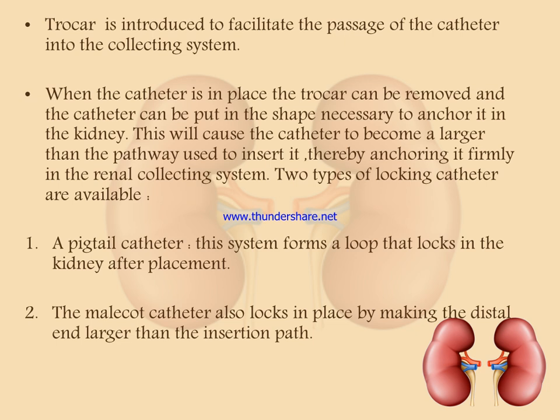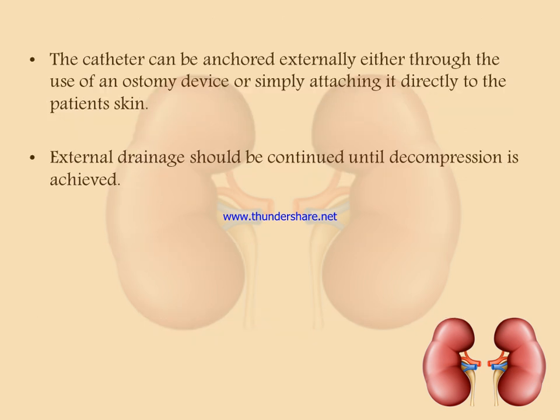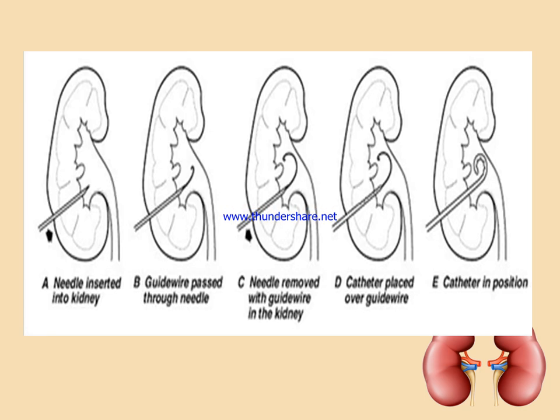Two types of locking catheter are available: the first one is the pigtail and the other one is the Malecot catheter. A pigtail catheter forms a loop that locks in the kidney after placement. A Malecot catheter works by making the distal end larger than the insertion path. A catheter can be anchored externally either through the use of an ostomy device or simply by attaching it directly to the patient's skin. External drainage should be continued until decompression is achieved.